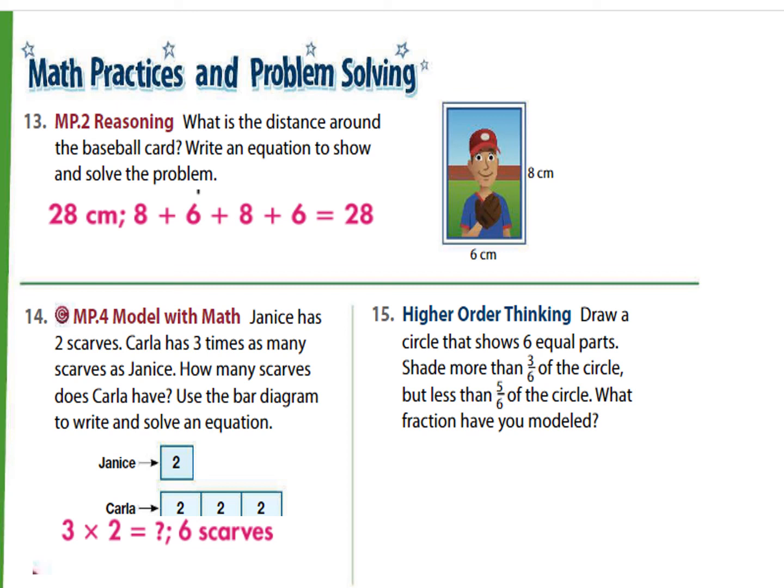Question number 15. Draw a circle that shows 6 equal parts. So, first you have to draw a circle with 6 equal parts. Then, shade more than 3 over 6 of the circle, but less than 5 over 6 of the circle. What fraction have you modeled? Listen to me. Which number is more than 3 and less than 5? Amazing, 4. So we have to shade 4 and write the fraction would be 4 over 6.